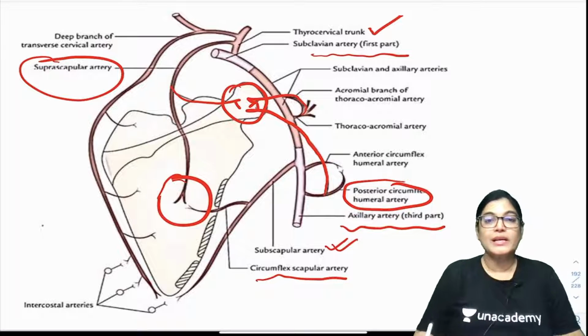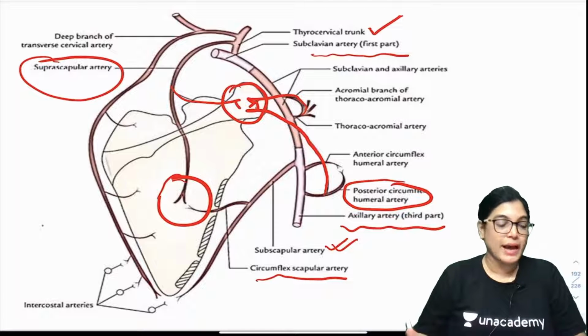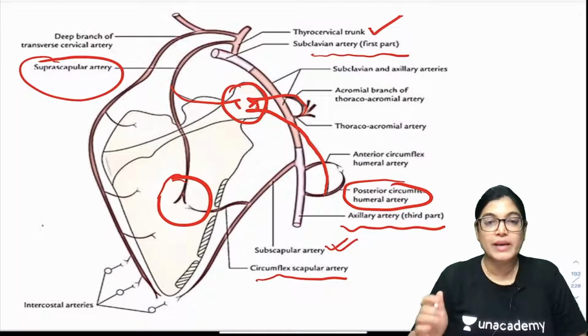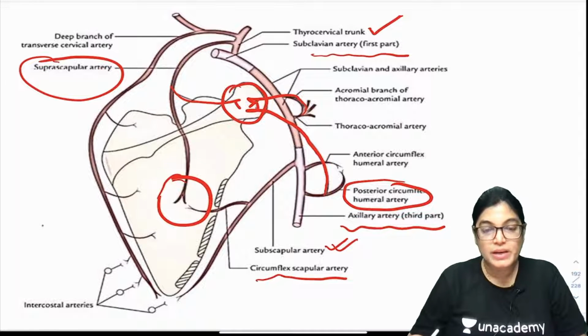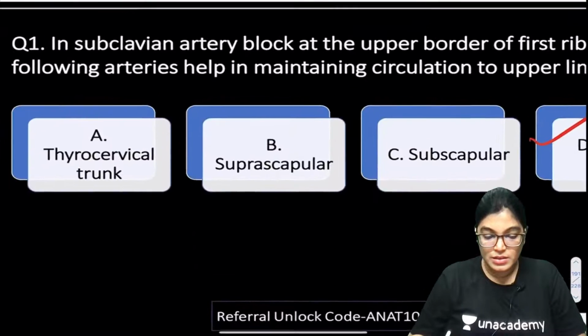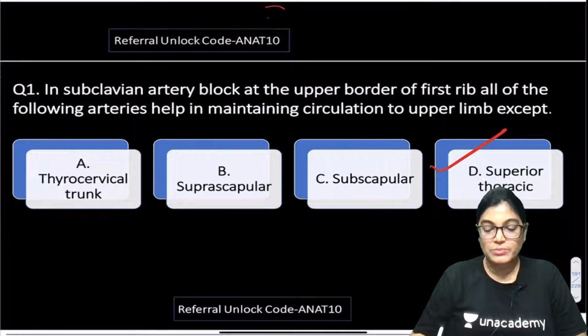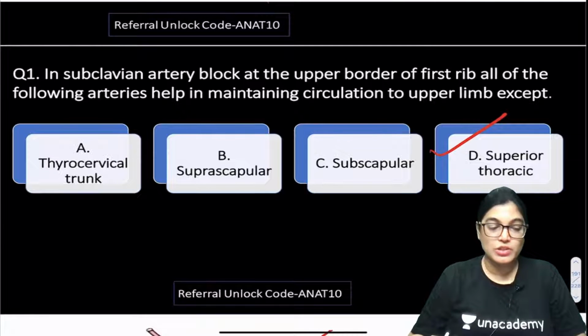So basically we can see two anastomoses taking place, one at the body and one at the acromial process. In this question we can appreciate that the artery which is not taking part in the formation of this anastomosis is the supreme or superior thoracic artery. So the correct answer will be superior thoracic artery, which is not contributing to the formation of anastomotic circulation around the scapula.